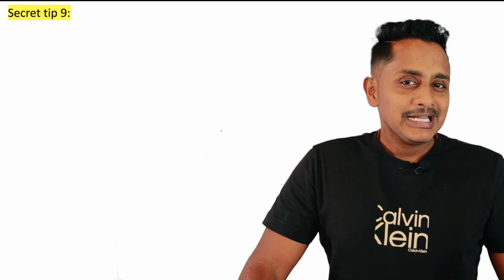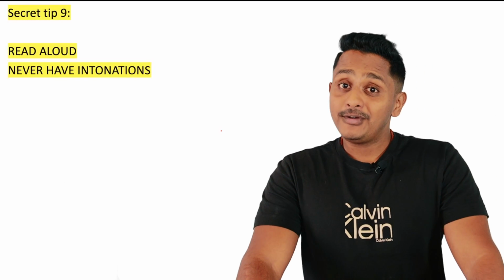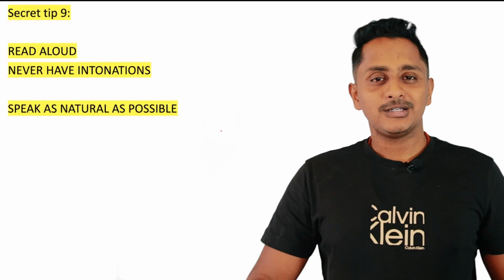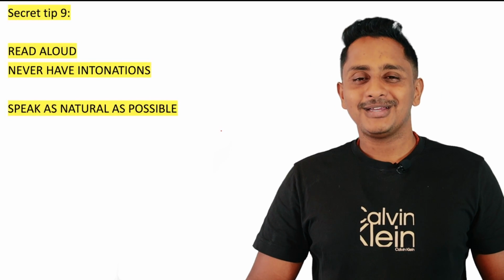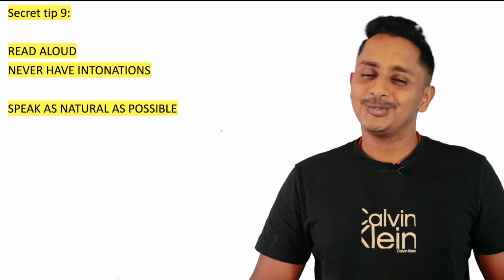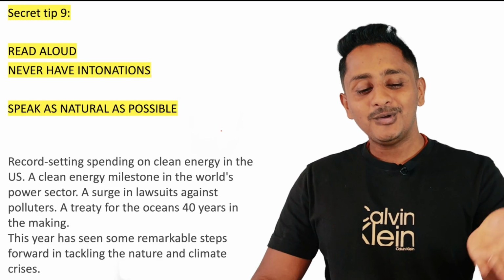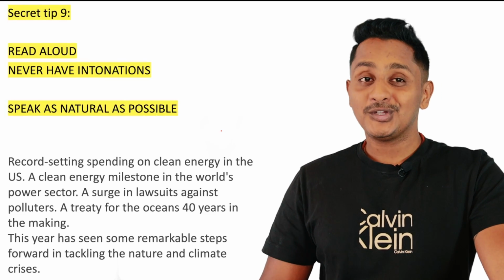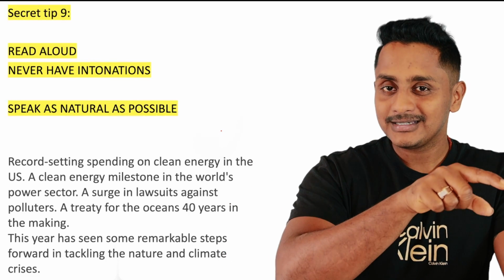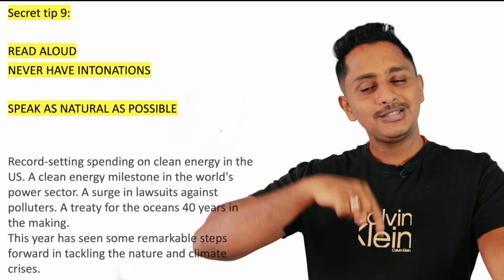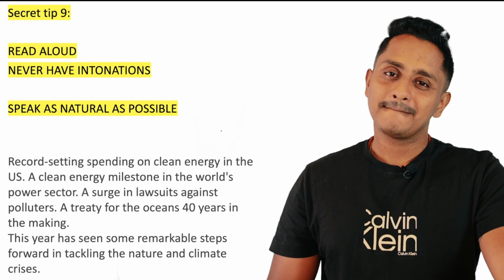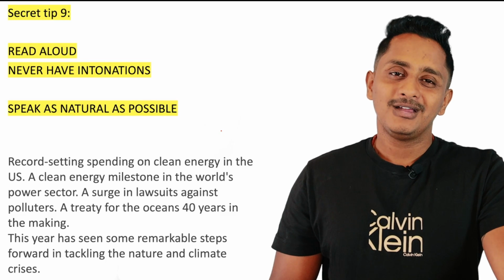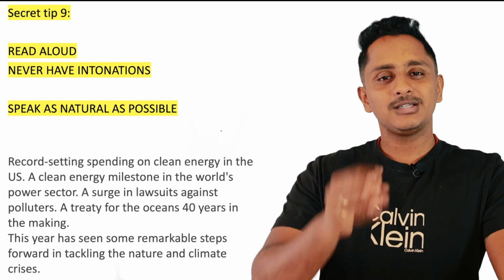Okay. Secret tip number 9, read aloud, never have intonations. I have seen a lot of people singing. Speak as natural as possible. Hey everybody, my name is Nakul and I am going to talk about, do I speak like this? No. People do it, because in Pearson guide, score guide, they have given intonation. The intonations they meant is different from the intonations we understood. Correct? Record, it already has that intonation. That is phonetics, that is different. You do not worry, just speak natural.